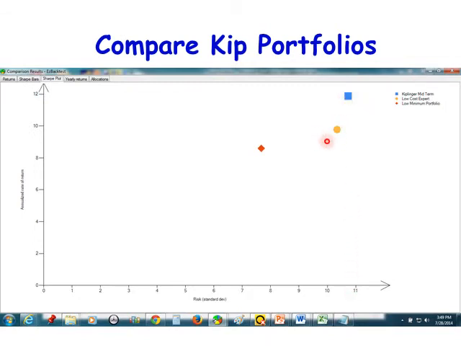This is the low minimum, and considering that its risk is less than 8, it's not a bad portfolio either. Compared to the Kiplinger midterm portfolio, the low cost expert portfolio is not as good. This one is actually a decent portfolio considering it's less than 8% standard deviation and better than 8% return. Let's continue.